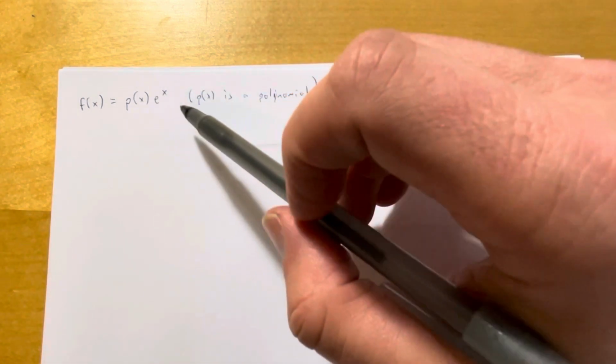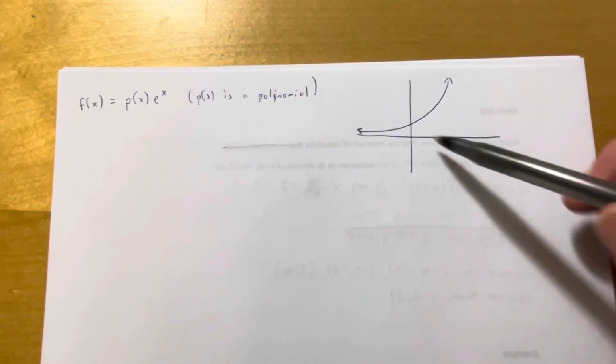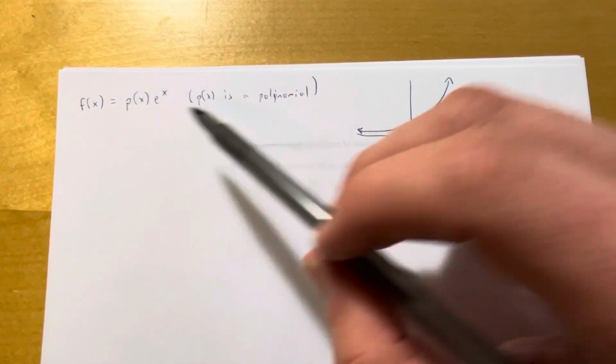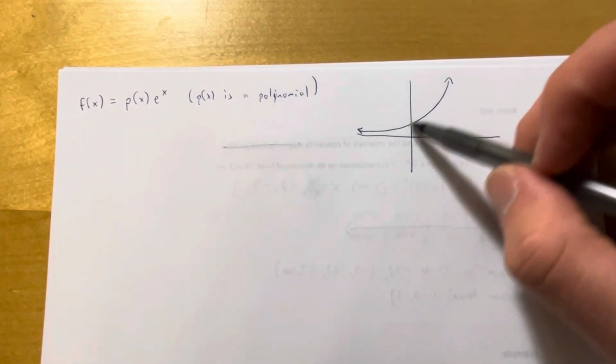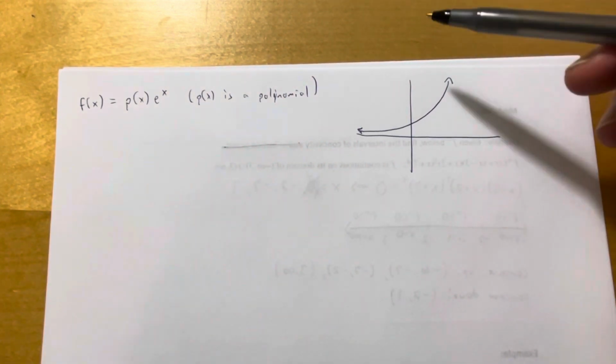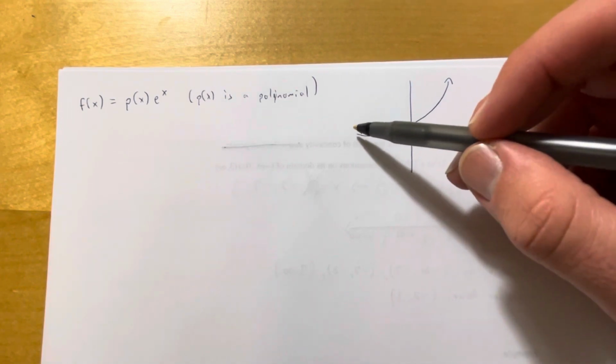So the key thing to remember here is that as x gets bigger, both e to the x and this polynomial, assuming it has a positive leading coefficient, want to get really, really big. If it has a negative leading coefficient, it's going towards negative infinity. But I'm not as concerned about what's going on over here as I am what's going on over here.